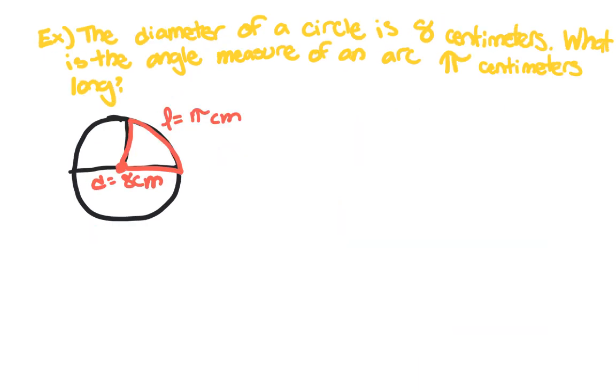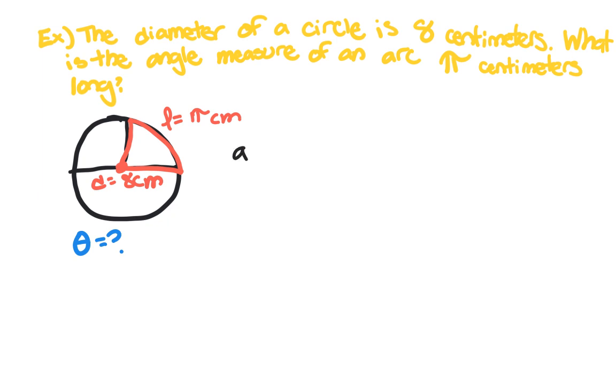Okay, and another type of example you'll see every now and then in IXL is, can we work that equation backwards? So it says the diameter of a circle is 8 centimeters. What is the angle measurement of an arc that is pi centimeters long? So in this case, we have our arc length. We need to figure out what theta equals.